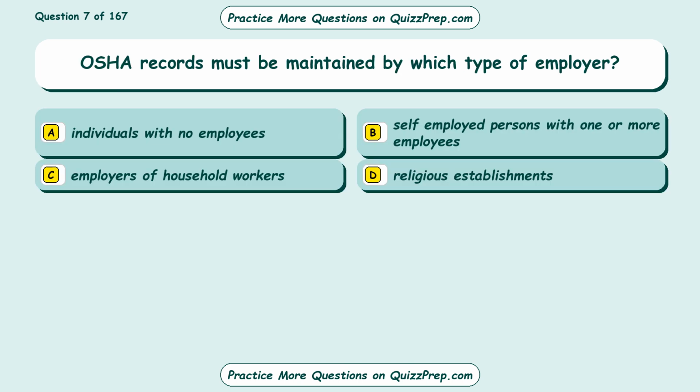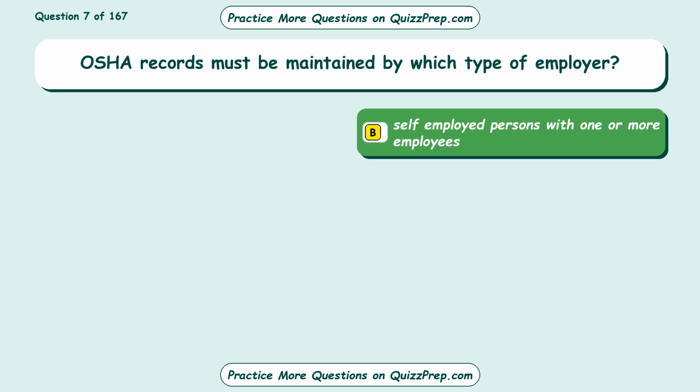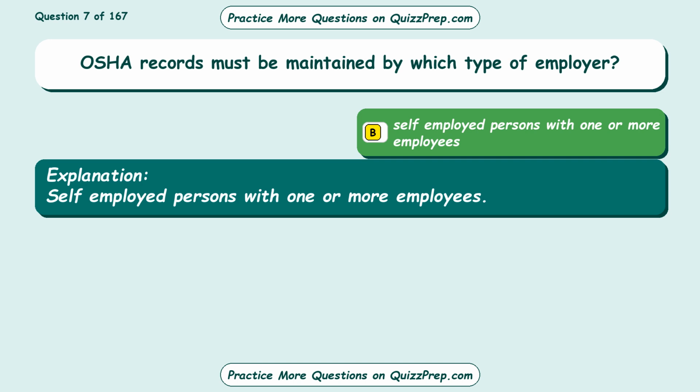Question 7. OSHA records must be maintained by which type of employer? Option A. Individuals with no employees. Option B. Self-employed persons with one or more employees. Option C. Employers of household workers. Option D. Religious establishments. The correct answer is option B. Self-employed persons with one or more employees.